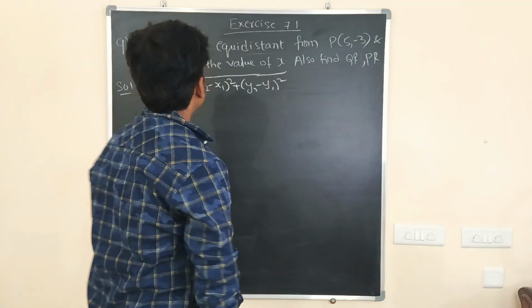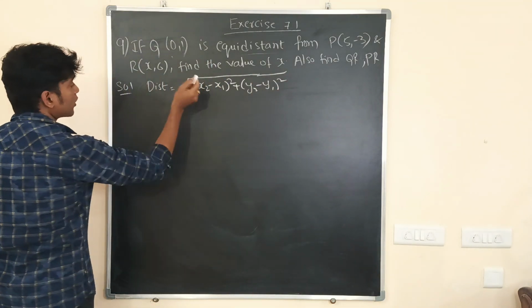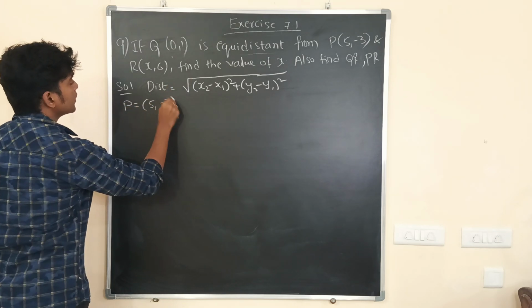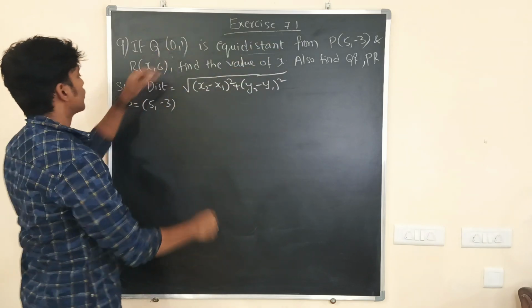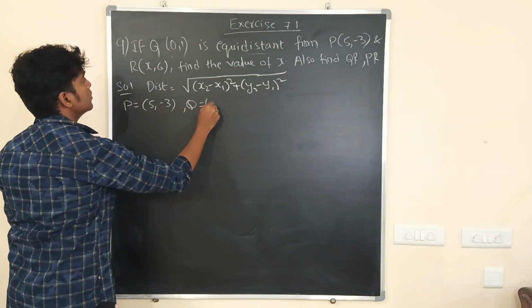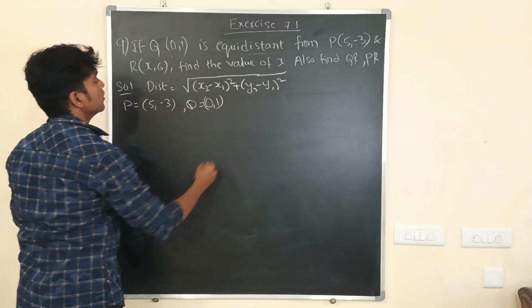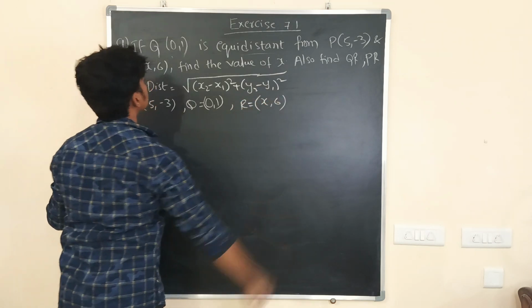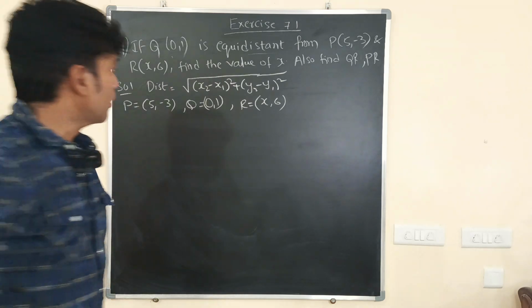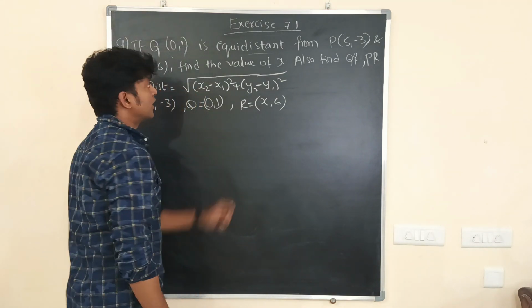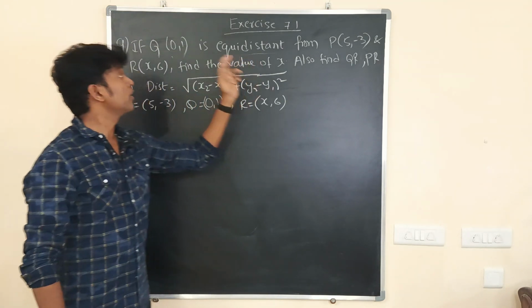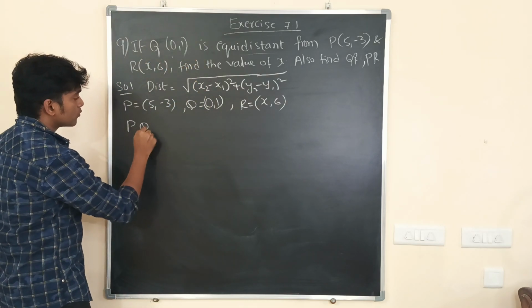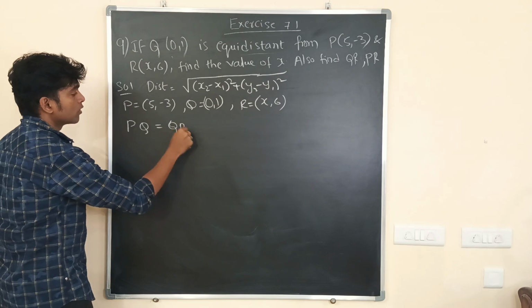Now, what are the points we have? P is equal to 5 comma minus 3. Q is equal to 0 comma 1. R is equal to x comma 6. Now, what is the condition we have? Q is equidistant, which means PQ is equal to QR.